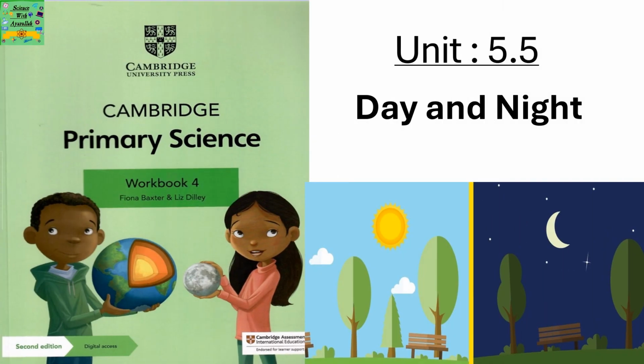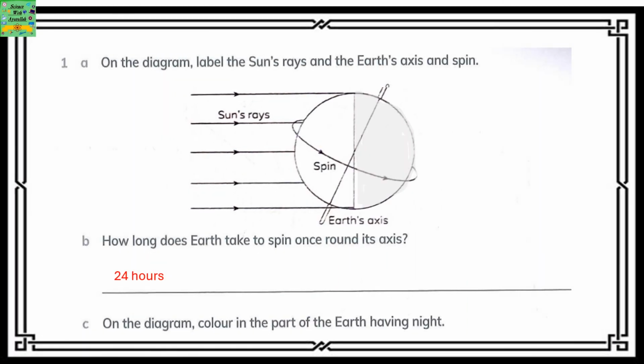Unit 5.5 Day and Night. On the below diagram, label the sun's rays and the Earth's axis and spin. It has been labeled. How long does Earth take to spin once round its axis? It takes 24 hours. On the given diagram, color the part of the Earth having night. On the right hand side is the part that the Earth is having night.